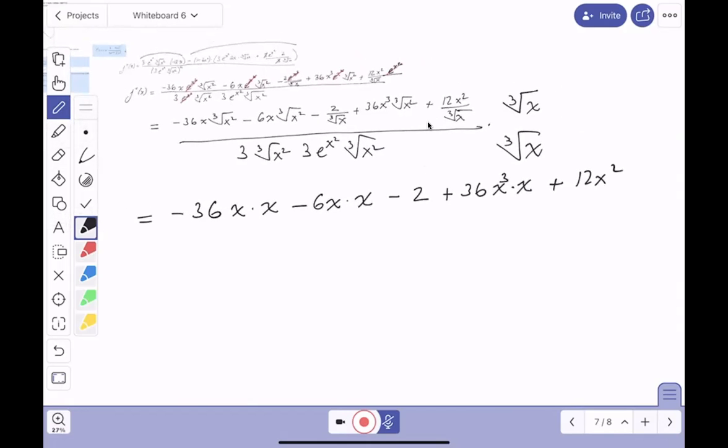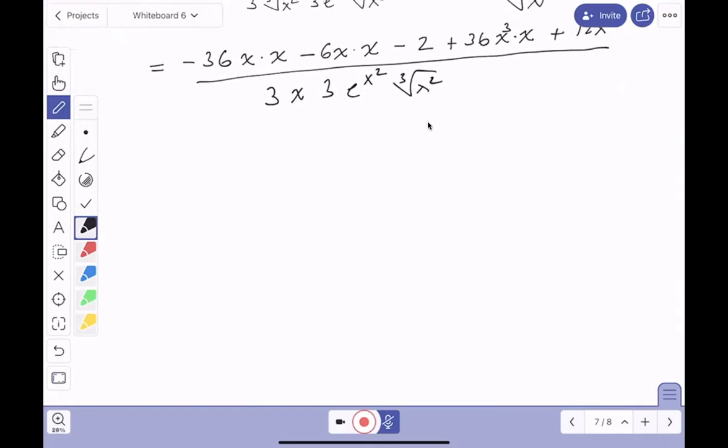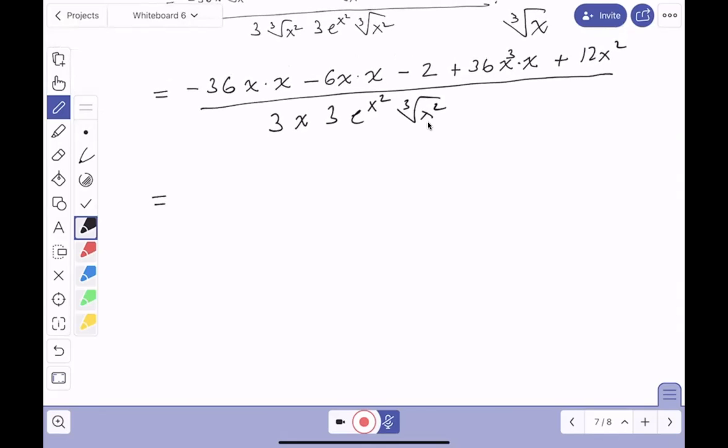All right, let's take a look. And what do you get in the bottom? You get 3. Well, then it's going to be the cube root of x cubed, which is x, 3 e to the x squared, cube root of x squared. All right, things are starting to shape up. By the way, I'm not saying I didn't make an error. I'm just saying things are shaping up for me. I get 9x e to the x squared, cube root of x squared.